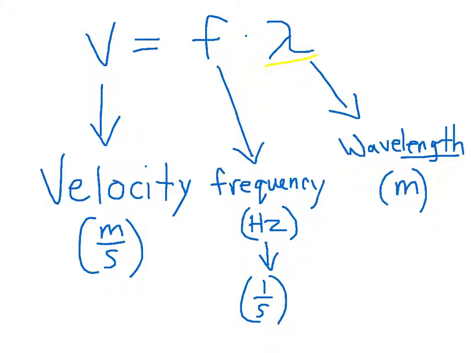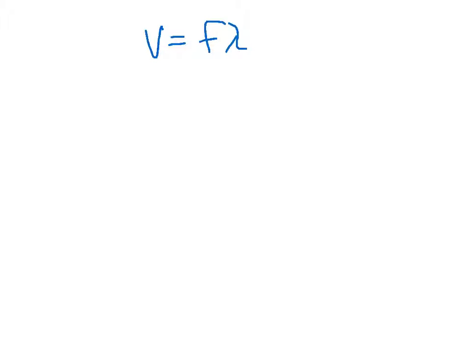For example, you might run into a problem that doesn't just ask you for velocity. If it says, what is the velocity of a wave that has a frequency of this and a wavelength of this, well, that's easy, because then you just plug in the number for f and the number for wavelength and you just multiply. So no problem. But what do you do when the question asks for something like frequency instead?